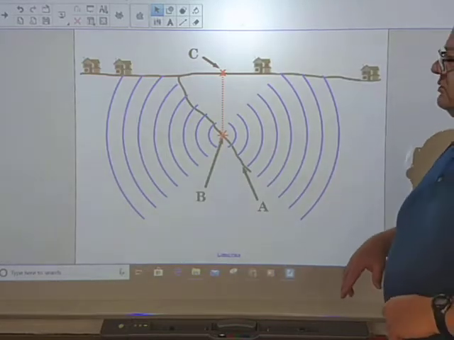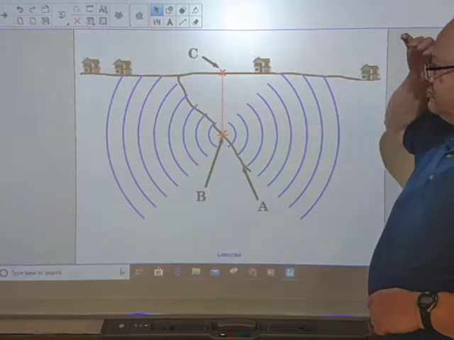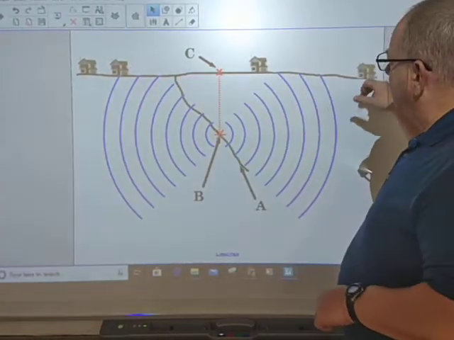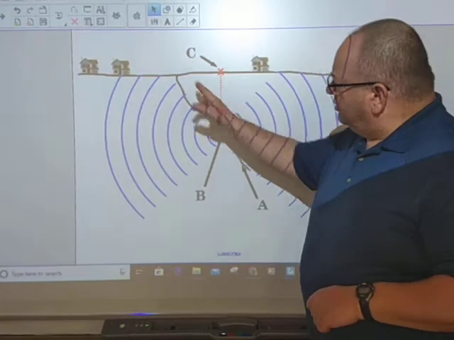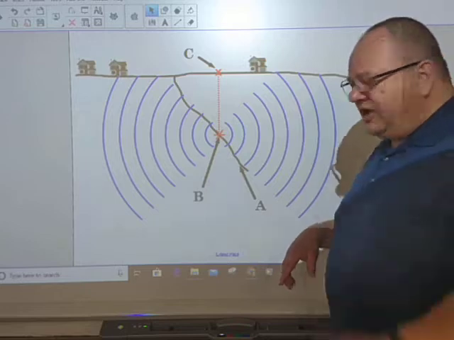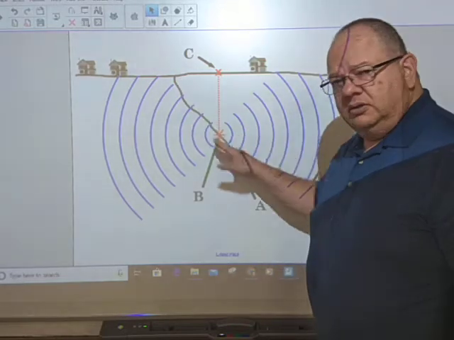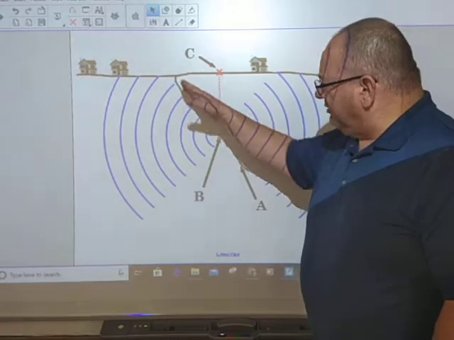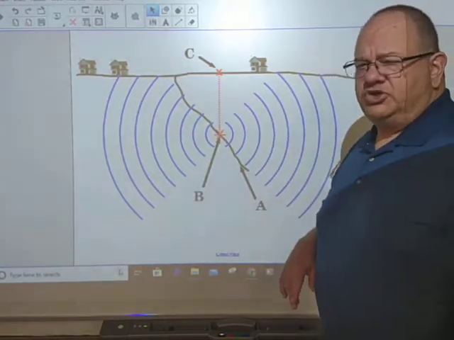So if we do a quick little vocabulary check, I got a diagram. Here's the surface of the Earth. Look at this line coming down here, that's labeled A. So right now, I want you to think about what would you call A? Hopefully, you came up with the word fault. That's a crack in the Earth. That's what I'm trying to show here.